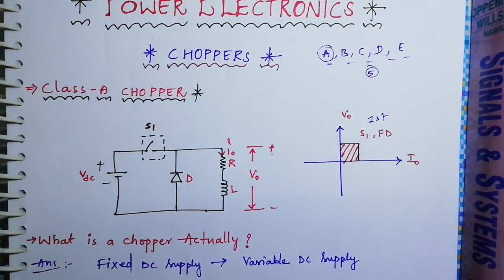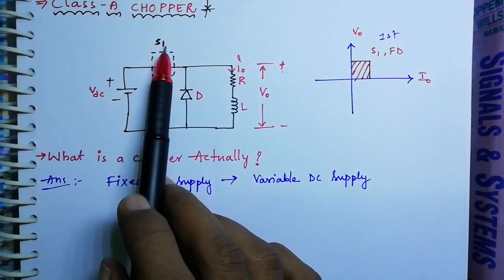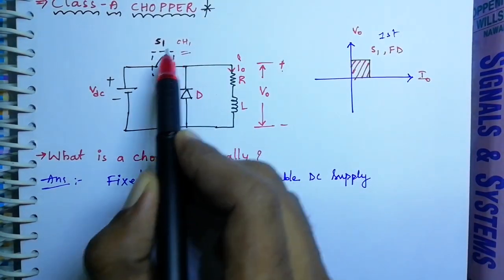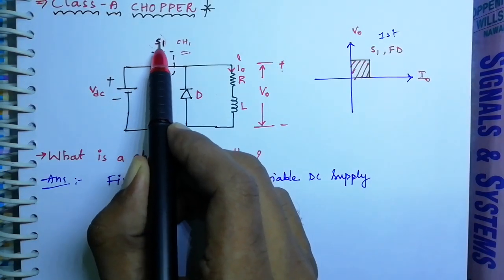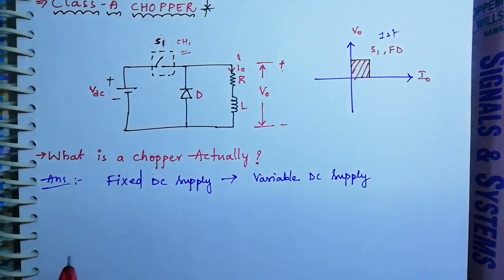Now let us see what happens. Here you can see there is a switch called S1. This is nothing but your chopper. You can write it as CH1 also. For simple understanding, I have written it as S1. So consider S1 as a chopper.